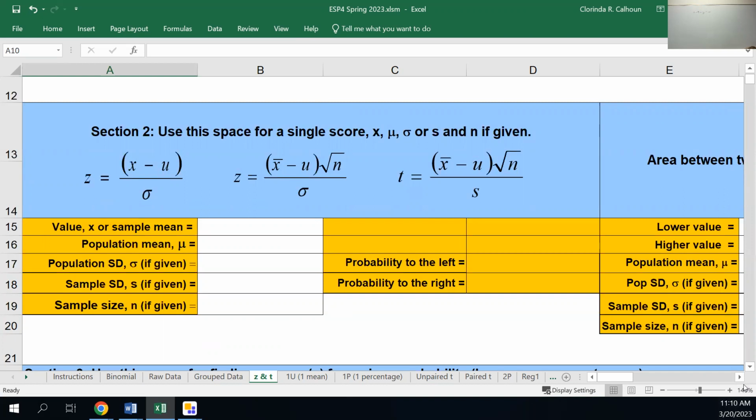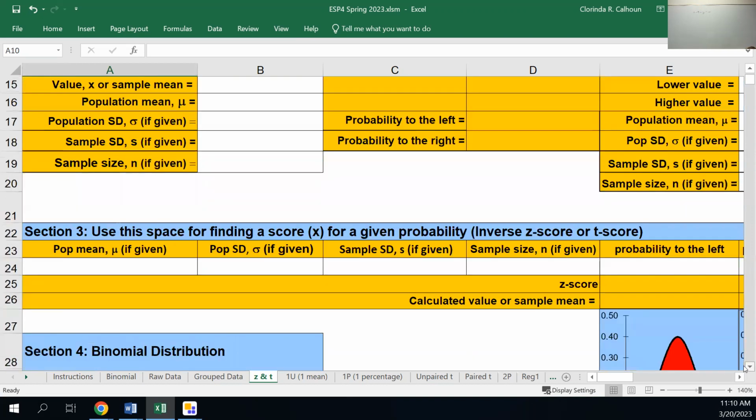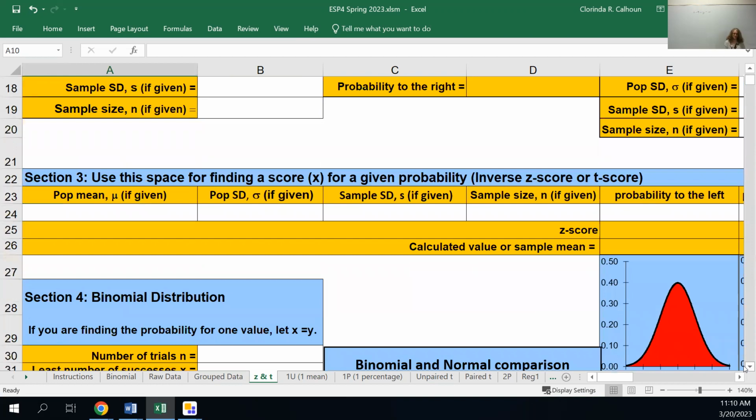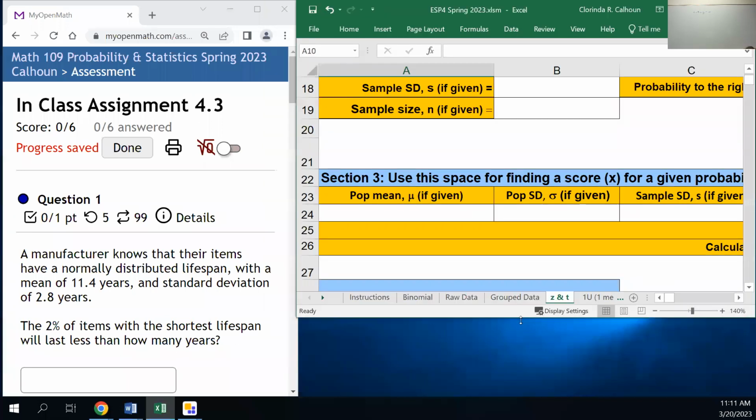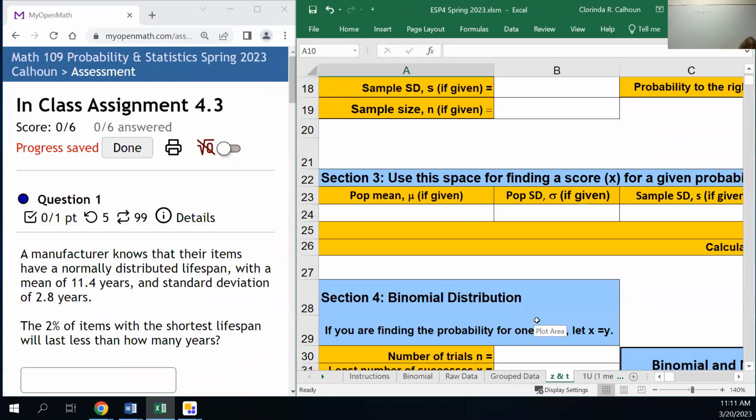But if it is asking you for your value, that's when we go to section 3. It says find the value. And then what they will give you is the mean, the standard deviation, and a percentage. That's when they'll give you the percentage instead of you looking for the percentage. So that's the main difference with sections 1 and 2 compared to section 3. In section 3, you will be given that percentage and you're looking for your value.